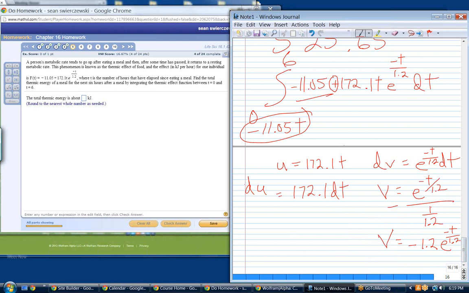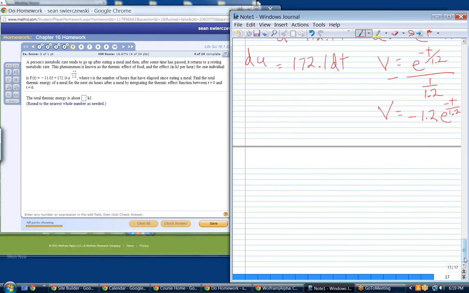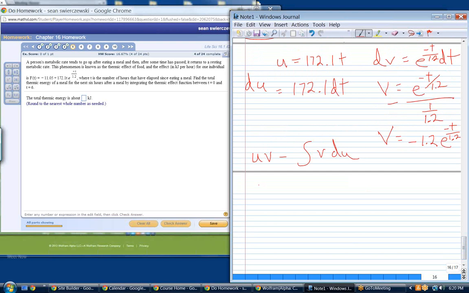So now I have a du and I have a v. Using integration by parts, remember I want uv minus the integral of v du. So let's substitute. What's u? First, negative 11.05 t, right? Yes. Let's hold that aside, only because I don't have enough room to write it. Let's make sure we don't forget it. I will write it, minus 11.05 t, but I don't want to confuse myself, so let's keep these separate for the moment. So what is uv?